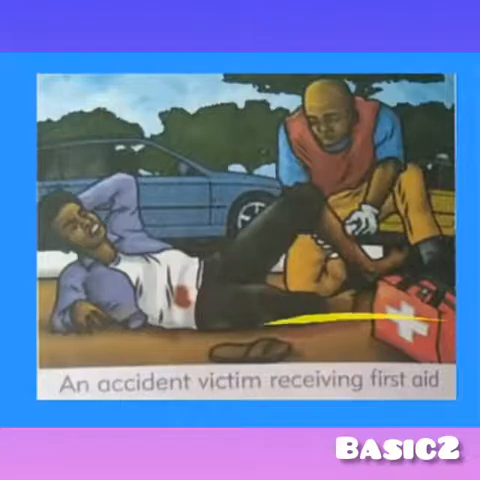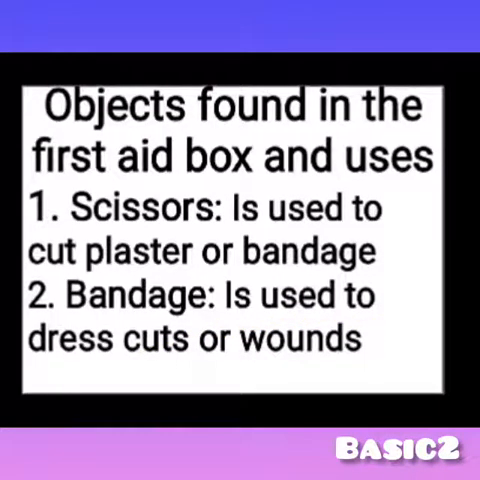It takes us to objects found in the first aid box and their uses. Number 1 is scissors. Scissors is used to cut plaster or bandage. Number 2, bandage. Bandage is used to dress cuts or wounds.